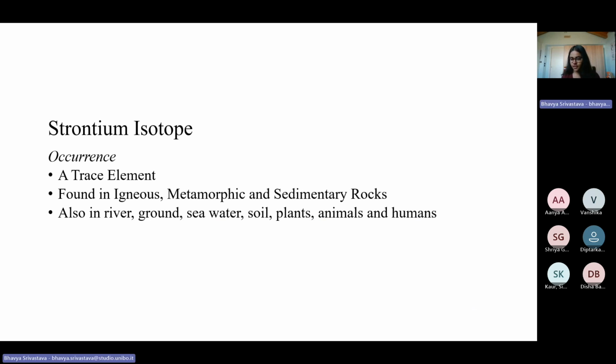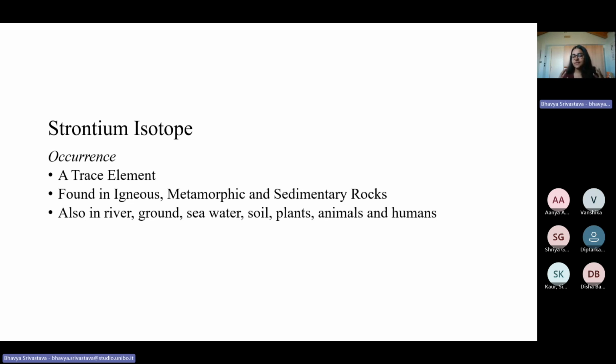Strontium in itself is a trace element which is found in all sorts of rocks. So whether it is an igneous rock, a metamorphic, or a sedimentary rock, you would find strontium in different ratios present in these naturally occurring geological profiles. Then, through weathering and other human as well as natural factors, strontium will erode and it will enter water bodies like river, groundwater, seawater. It will enter into soil.